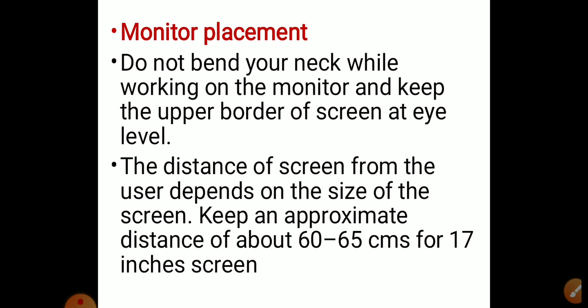The distance of the screen from the user depends on the size of the screen. If it is too big, you have to be a little bit away from the screen. If it is small, you can be a little bit closer to the screen. Keep an approximate distance of about 60 to 65 centimeters for a 17-inch screen.